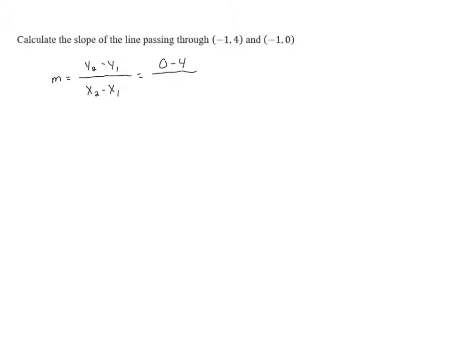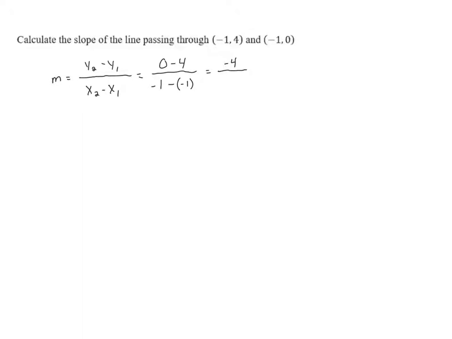In the denominator, x2 is -1. It's the x-coordinate of the second point. So we've got -1 minus, and x1 is also -1. So it's going to be -1 minus -1. Now, in the numerator, 0 minus 4 is -4.